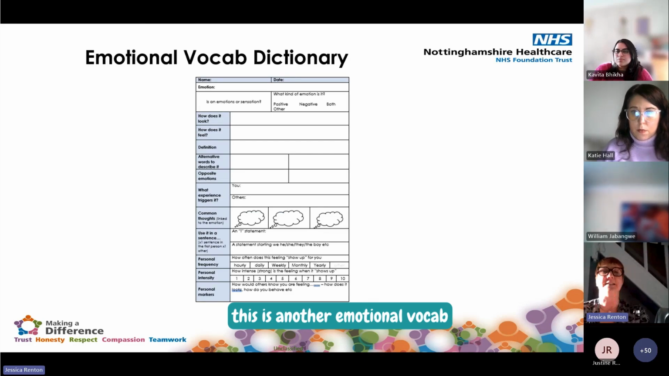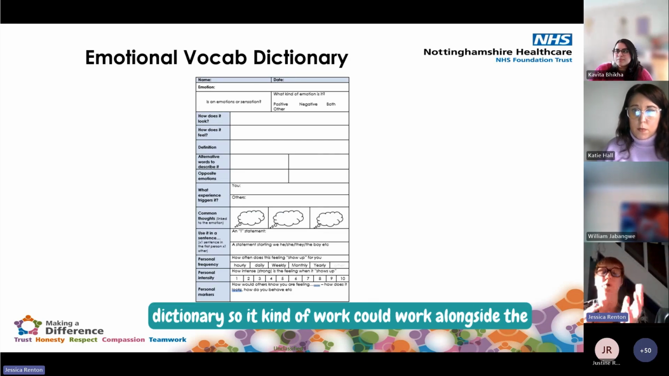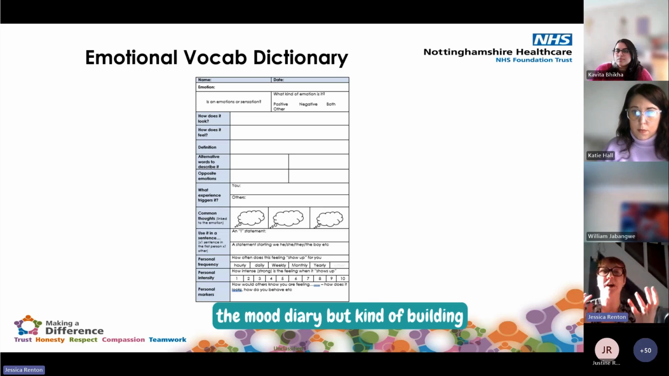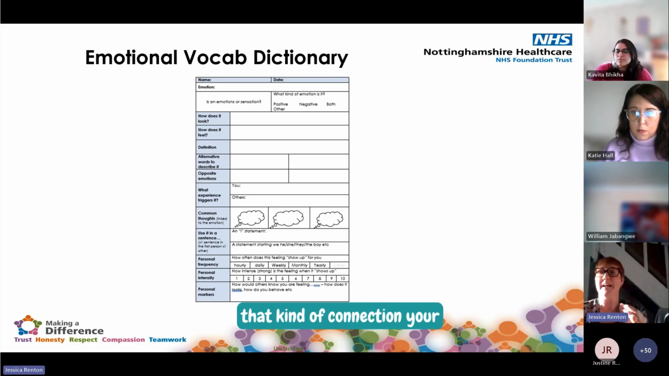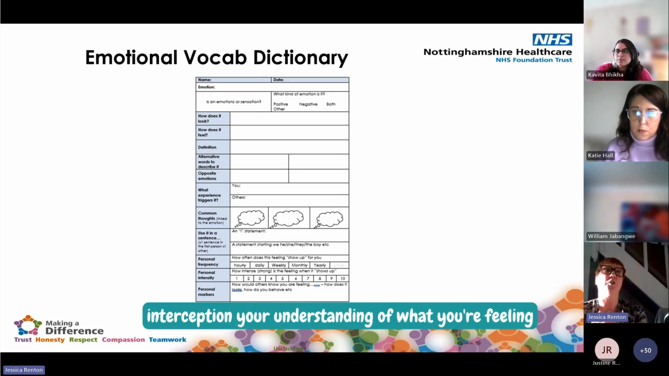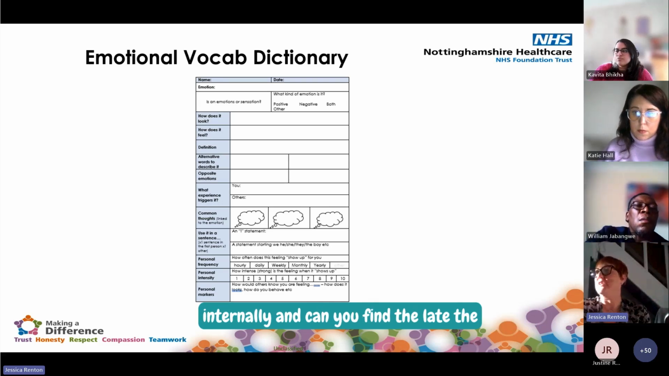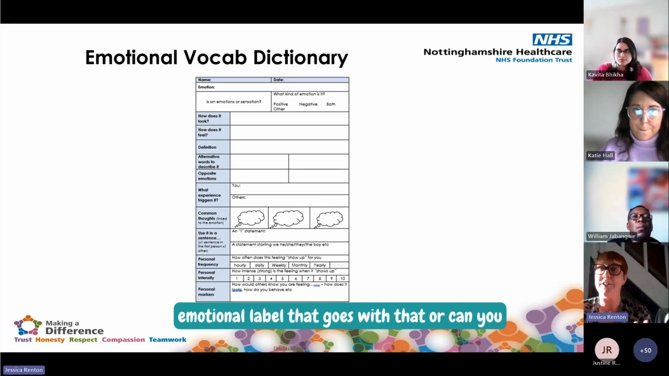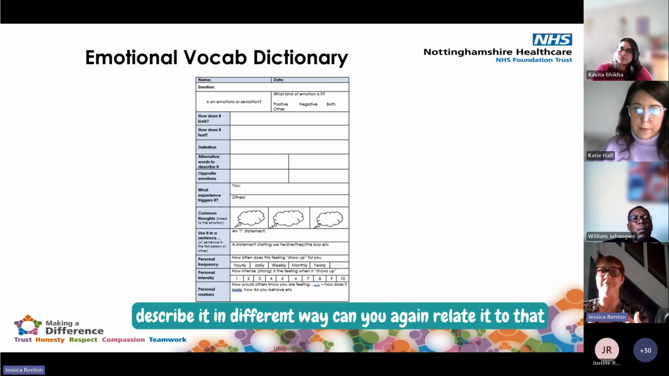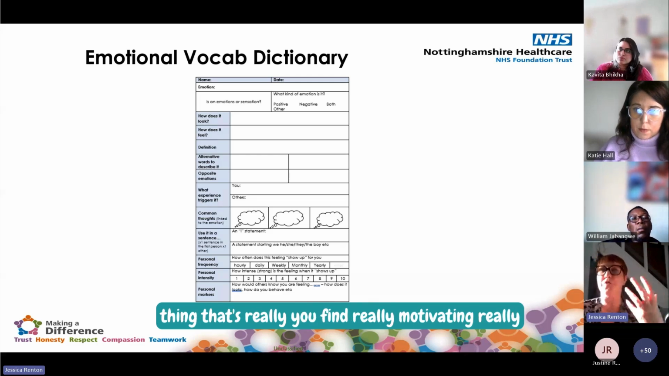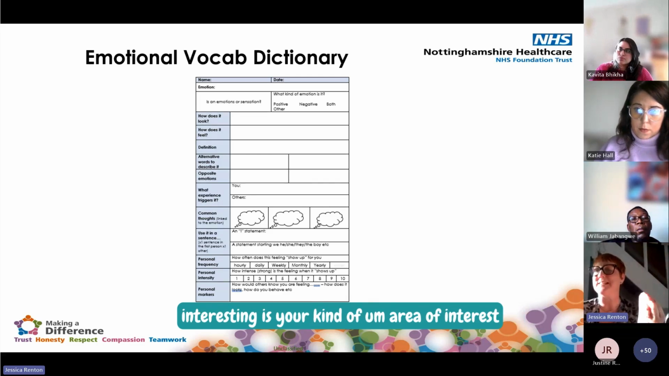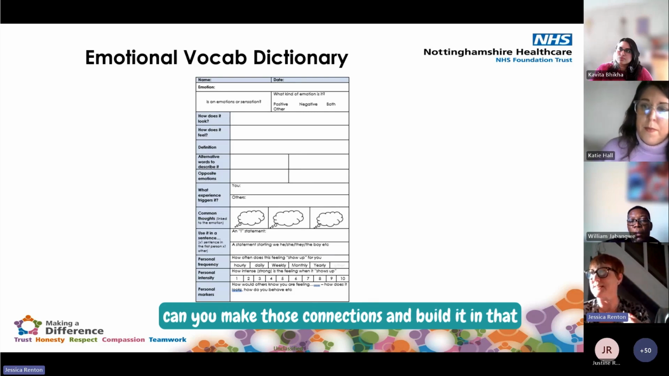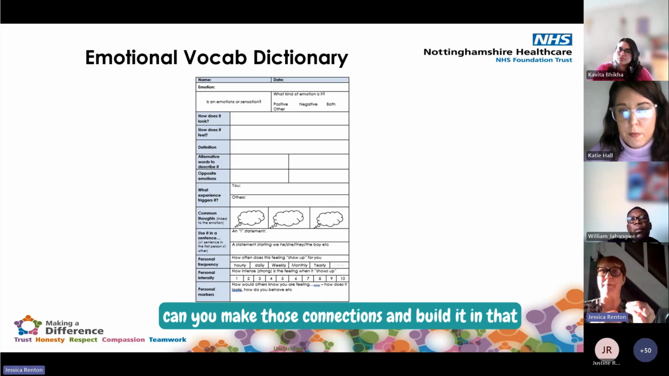This is another emotional vocab dictionary, so it could work alongside the mood diary, but building that connection, your interoception, your understanding of what you're feeling internally. Can you find the emotional label that goes with that? Or can you describe it in a different way? Can you, again, relate it to that thing you find really motivating, really interesting, your area of interest? Can you make those connections and build it in that way?